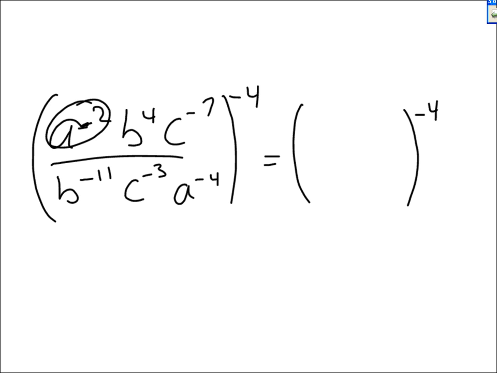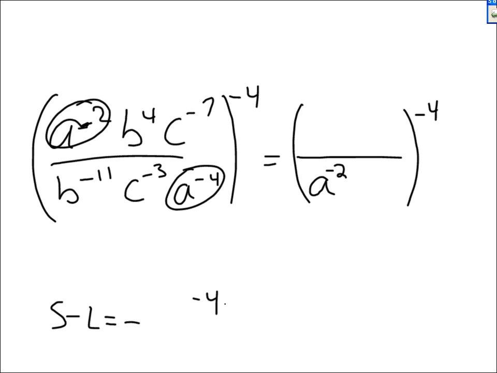These bases are the same. And since I want a negative, I want to do smaller minus larger. Then negative 4 is smaller. How much smaller? It's 2 smaller. The difference is 2. But since we're doing smaller minus larger, it'll be negative 2. Negative 4 minus a negative 2, if you work it out, it's negative 2.